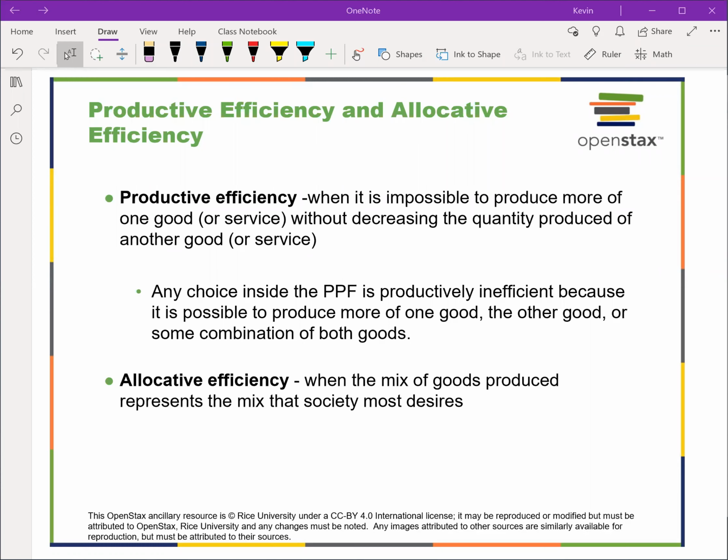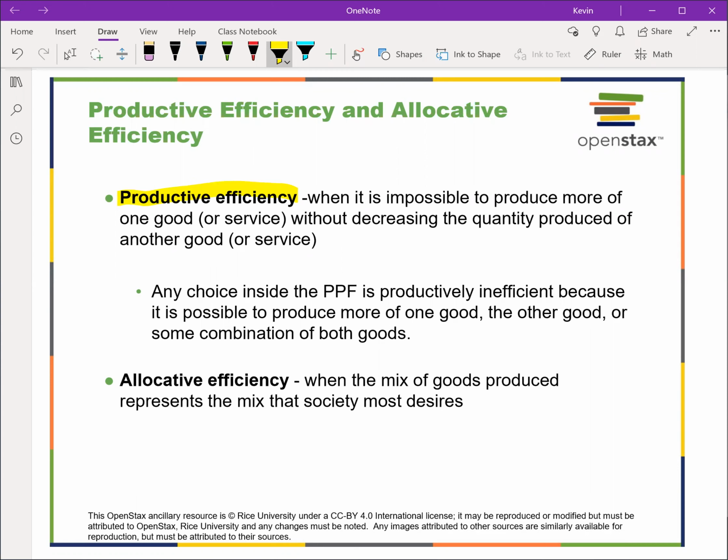This video will be the second part of our production possibility frontier. In this video, we're going to look at efficiency and types of efficiency, and what the different points on or around our production possibility frontier represent. The first definition that we'll see here is productive efficiency.